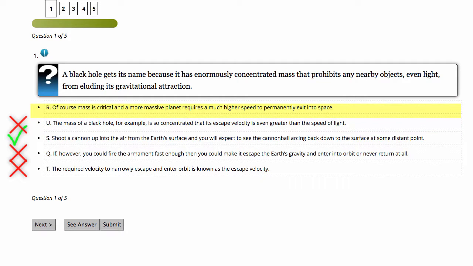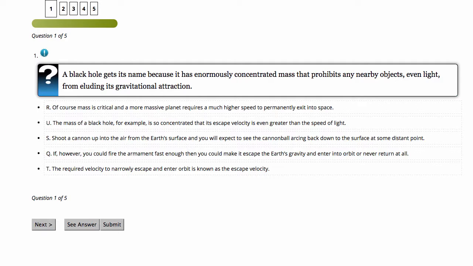R: of course, mass is critical, and a more massive planet requires a much higher speed to permanently exit into space. The first topic sentence introduces the idea of mass, but it says nothing about a planet or more massive planets. So that is actually something new, not mentioned in the first sentence, that isn't really being introduced here. The idea being introduced is that mass is critical to exit into space. So I would not include R as a possible follow-on. Out of all the options, really S, shoot a cannon up into the air from the Earth's surface, is the only option for the first follow-on.